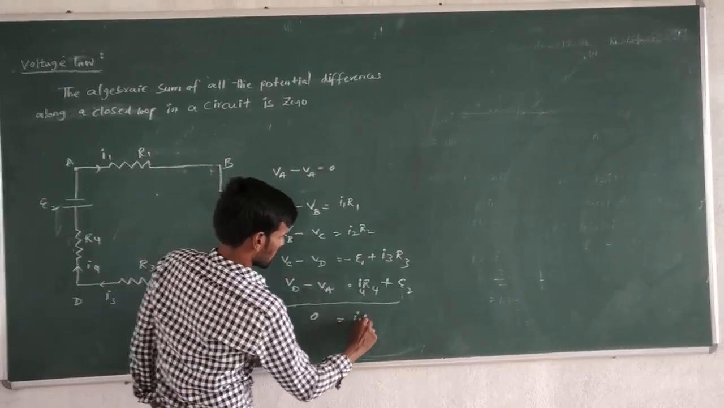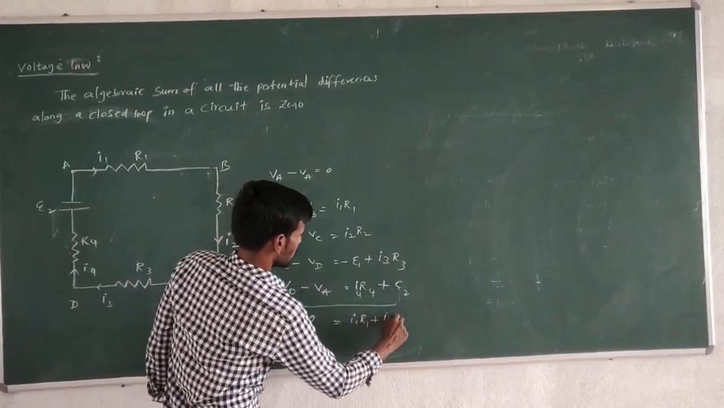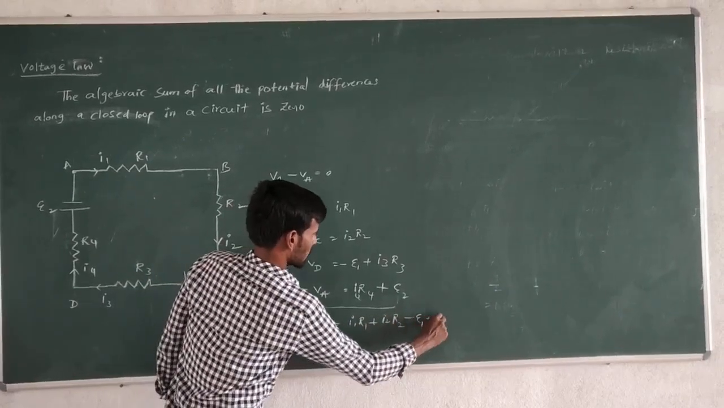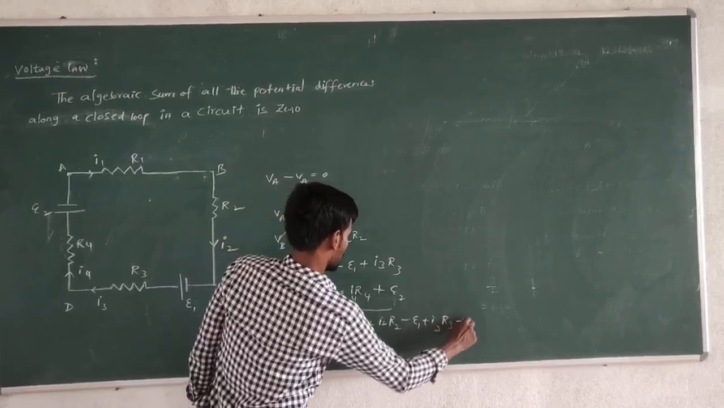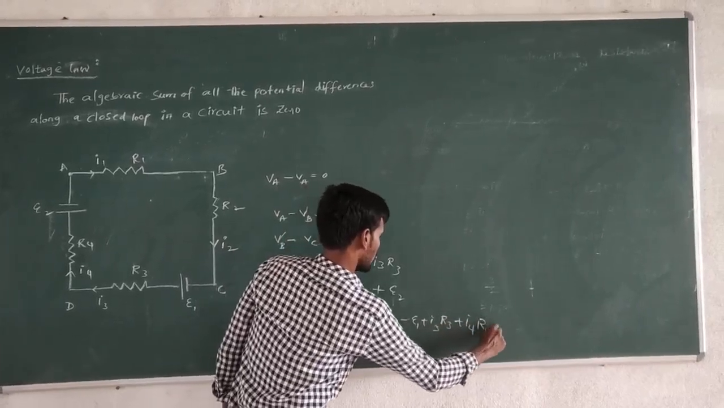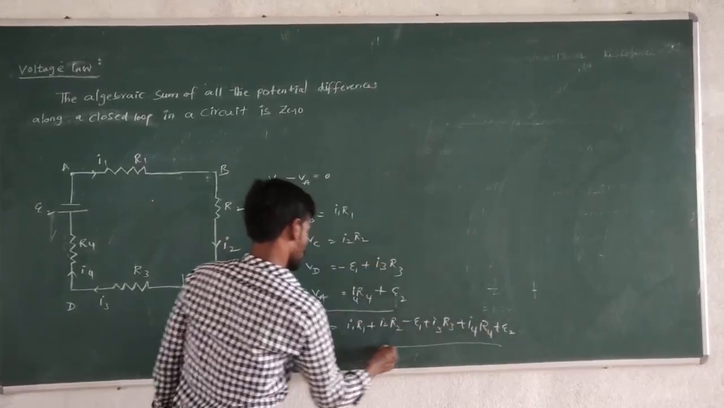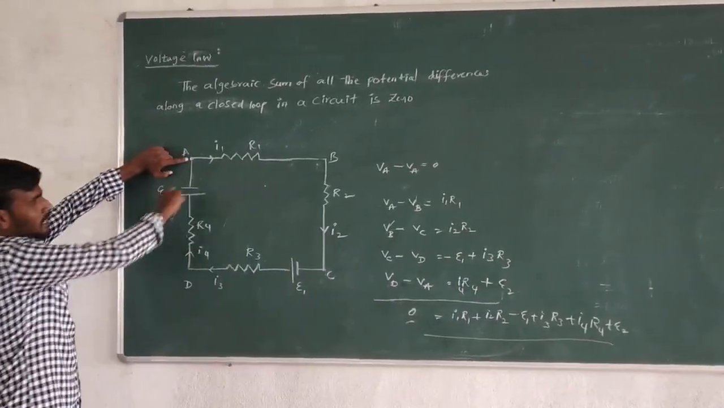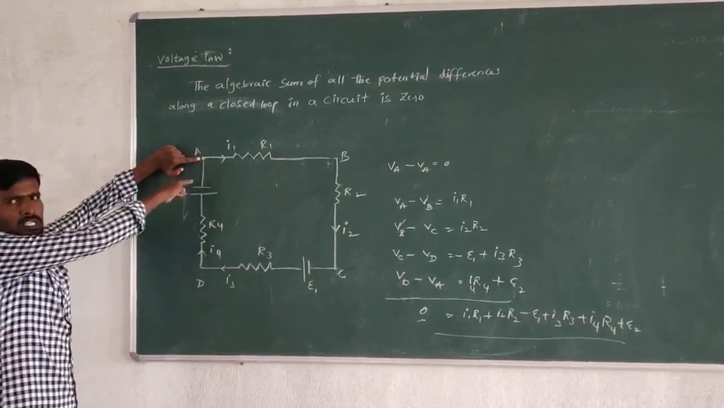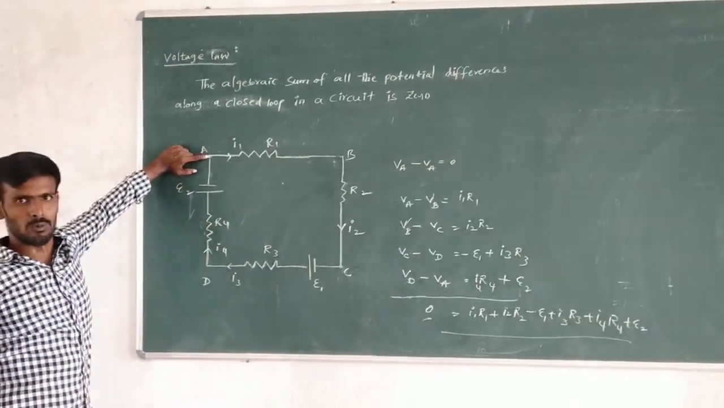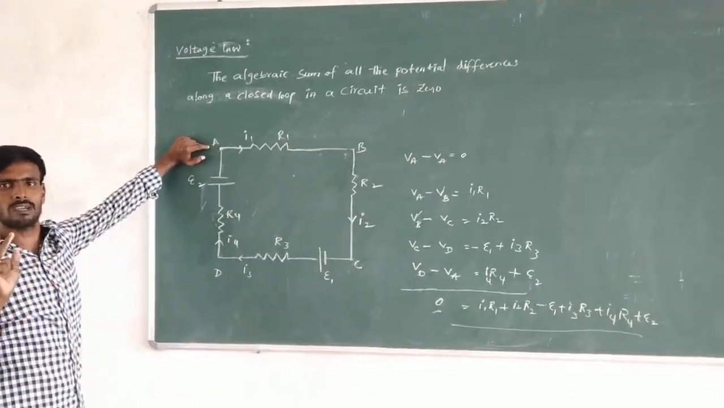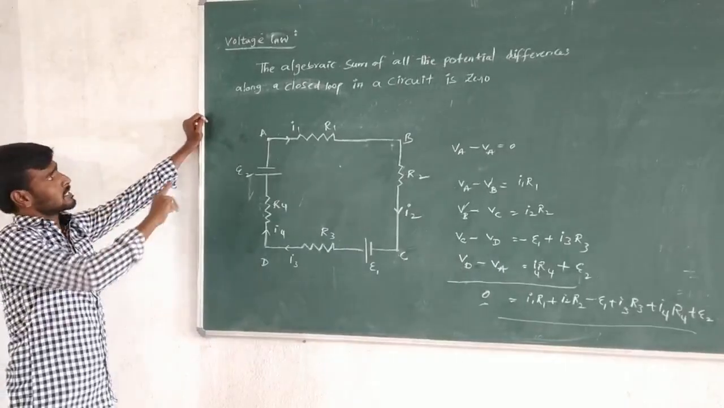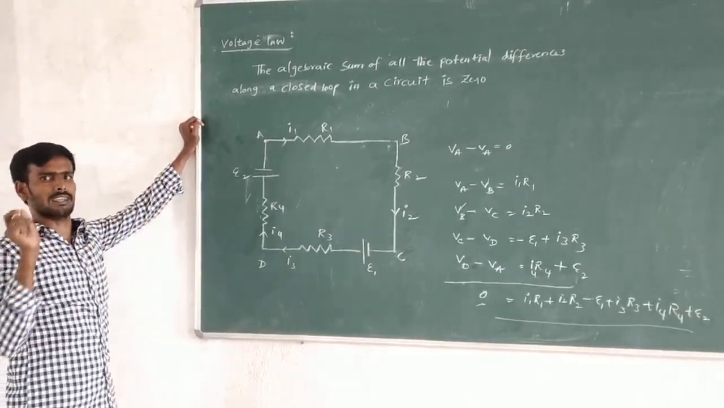So finally we get I1 R1 plus I2 R2 minus epsilon 1 plus I3 R3 plus I4 R4 plus epsilon 2, equal to 0. This equation represents that if you start from point A, when you come back to point A, the potential difference becomes 0. Kirchhoff's first law obeys the law of conservation of charge, but the second law obeys the law of conservation of energy.